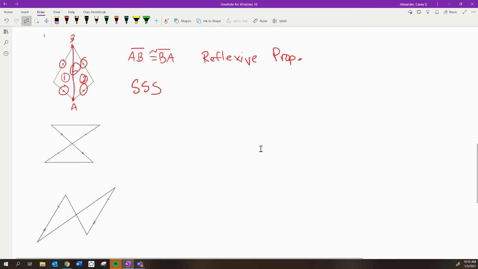2 more examples to look at. This one, I have a side, and then here I have a side and a side, and then we have this vertical angle in between those 2 sides. So this is an example of side, angle, side.